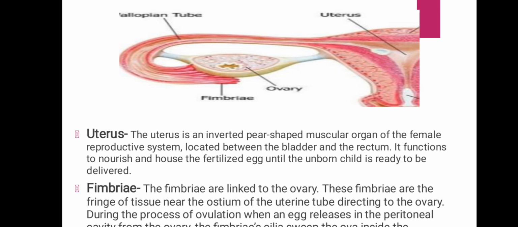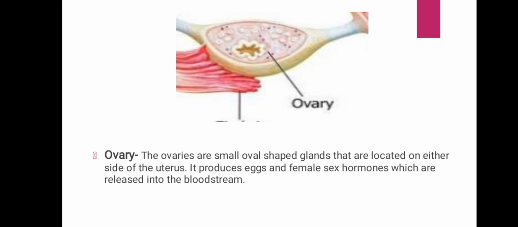The fimbriae are linked to the ovary. These fimbriae are the fringe of tissue near the ostium of the uterine tube directing to the ovary. During the process of ovulation, when an egg is released into the peritoneal cavity from the ovary, the fimbriae cilia sweep the ova inside the fallopian tube. Lastly, the ovary. These are small oval-shaped glands that are located on either side of the uterus. They produce eggs and female sex hormones which are released into the bloodstream.